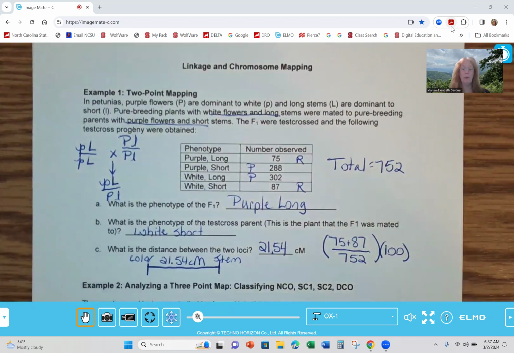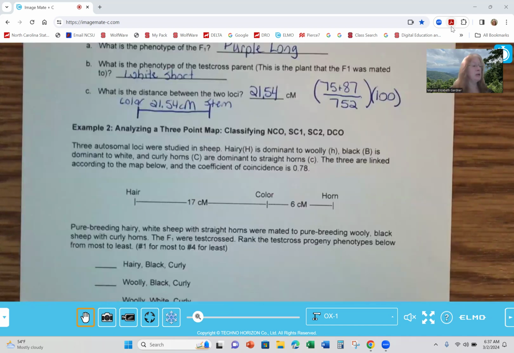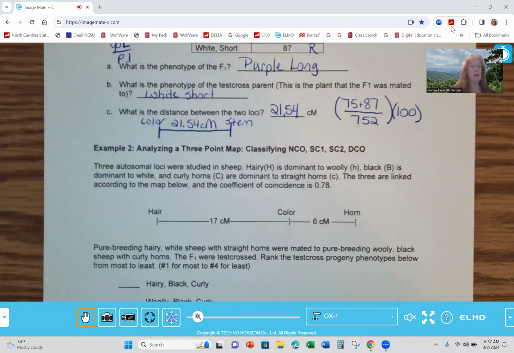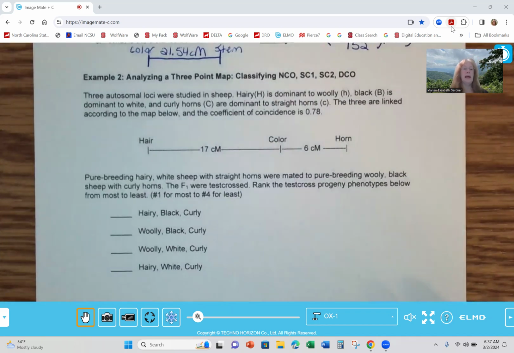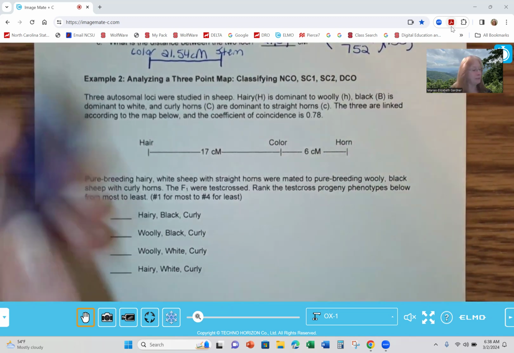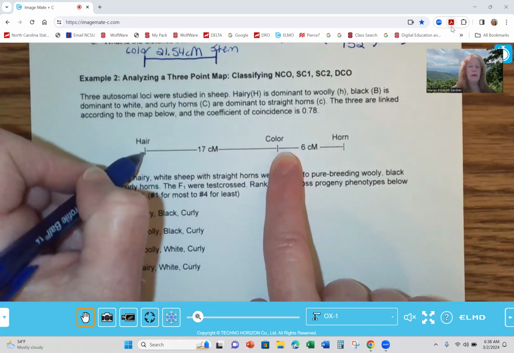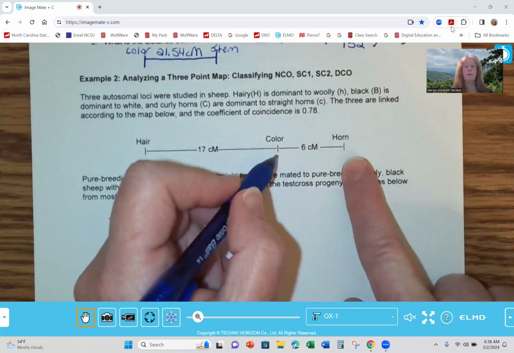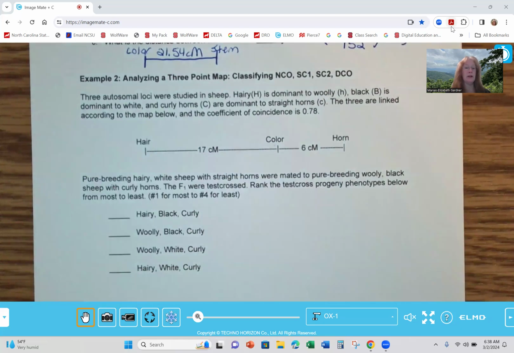Let's look at a 3-point map. 3-point maps are a little bit more complex because, hey, we got 3 genes instead of 2. So in this case, again, we're told what's dominant and what's recessive, but we're looking at 3 genes in sheep. And this time we're actually given the map. We see that there are 17 centimorgans between the hair type and the color locus, and only 6 centimorgans between the color locus and the horn locus, meaning color is in the center.